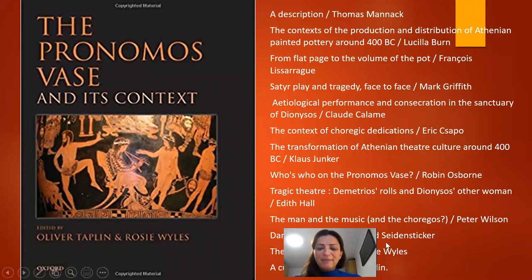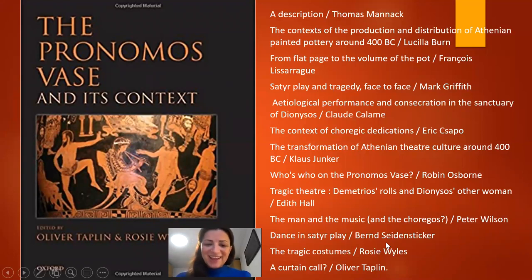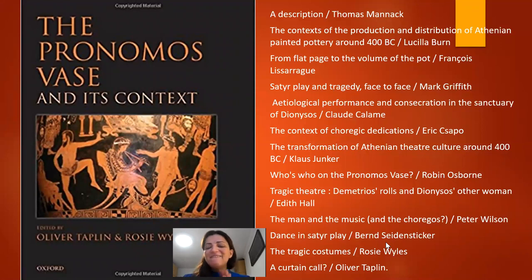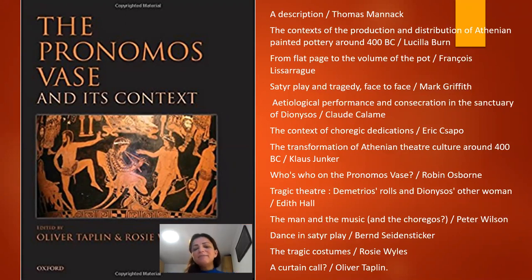Now, as you can imagine, and I've been speaking now for such a long time, I hope you can press pause and go and have a cup of tea. But as you can imagine, vases like these that are so full of references and information have been exhaustively studied. And these are the contents of a book that came out in 2008, edited by Oliver Taplin and Rosie Wiles, The Pronomos Vase and Its Context. I summarized some of the arguments made in this book, but if you are interested in any chapter, even for your own interests or as a very good student, feel free to write to me and I'm happy to send you any of the chapters here.